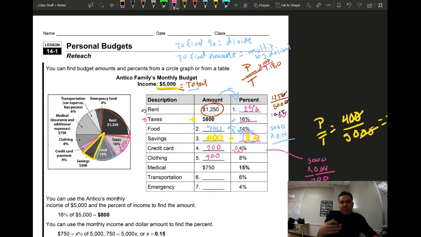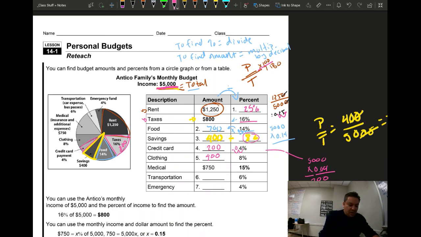As long as it's from the same income, same budget, it is going to be the same number. Now they found medical expenses, because you're going to have expenses as well. So you're going to pay medical bills. Maybe you got to buy some medicine or something like that. They have set aside $750 for medical. That's 15%.